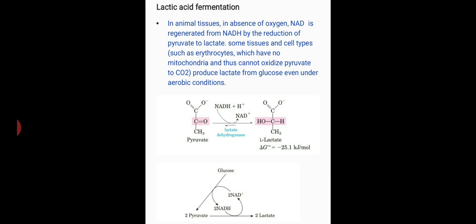First, the lactic acid fermentation. In animal tissues, in absence of sufficient oxygen, NAD plus is regenerated from NADH by the reduction of pyruvate to lactate. Also, some tissues and cell types, such as erythrocytes, which have no mitochondria and thus cannot oxidize pyruvate to carbon dioxide, produce lactate from glucose even under aerobic conditions.